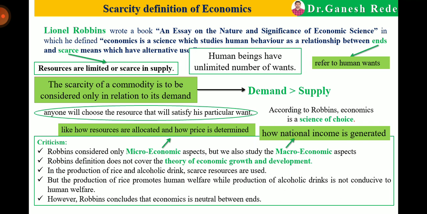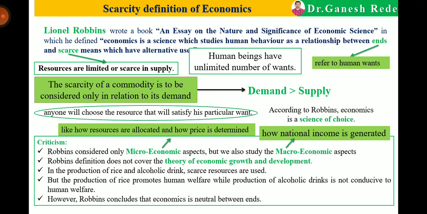Questions may be asked on the book of Adam Smith, the book of Marshall, or the book of Lionel Robbins. Lionel Robbins wrote a book, An Essay on the Nature and Significance of Economic Science. In this book, he defined economics as a science which studies human behavior. According to Lionel Robbins, economics is a science which studies human behavior as the relationship between ends and scarce means which have alternative uses.